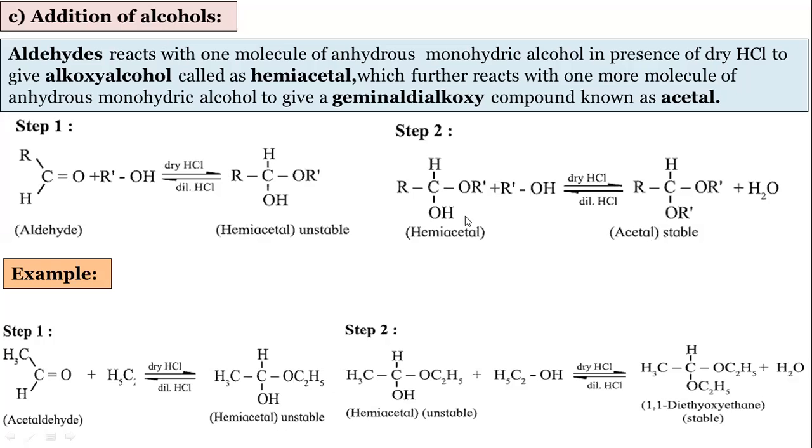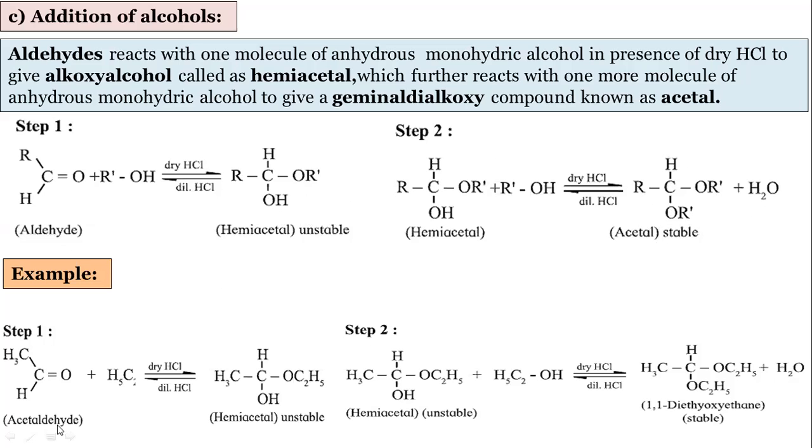In the second step, what is happening? Again, this hemiacetal reacts with one molecule of alcohol and we get the complete acetal. So when the acetal formation is completed, the reaction will stop. In case of hemiacetal, it is unstable, so the reaction will not stop at this stage. When the acetal is formed, the reaction will be completed. It becomes stable. This reaction is many times asked in the board exam. Remember how the acetals are formed. So this is a general reaction.